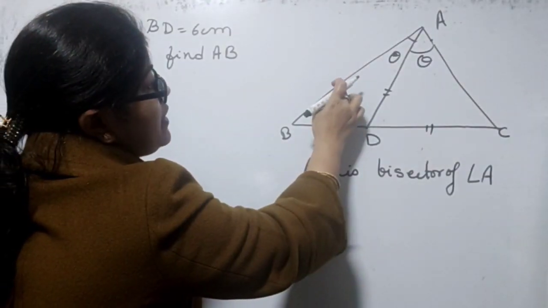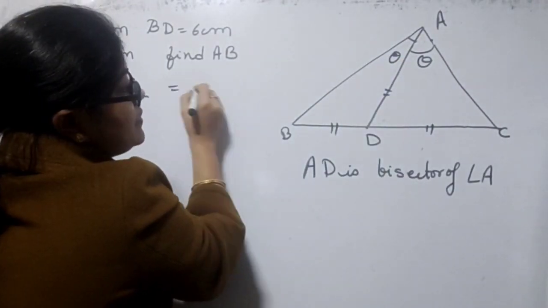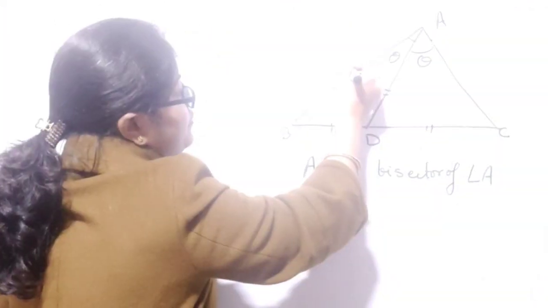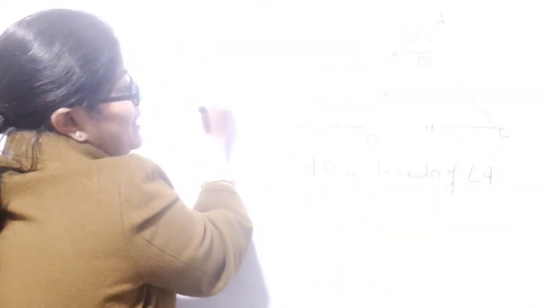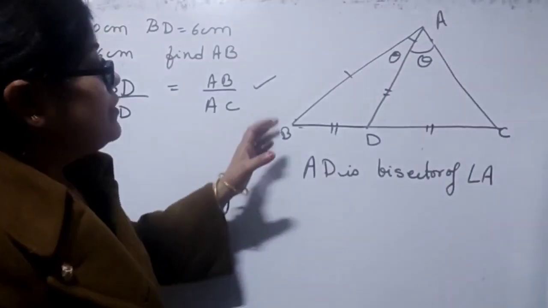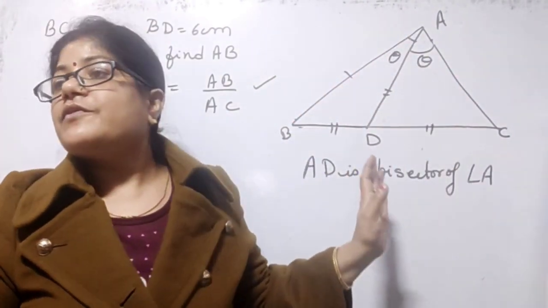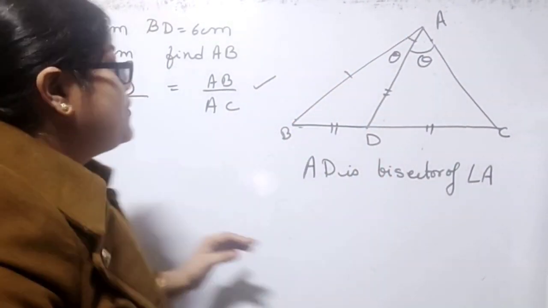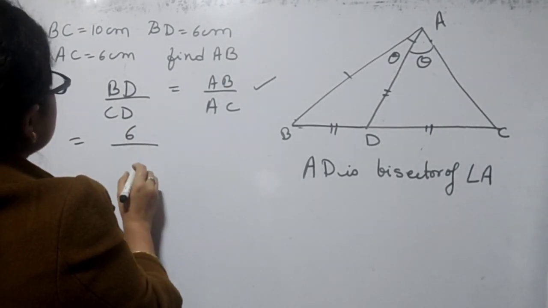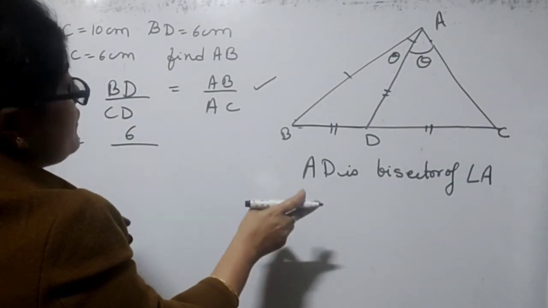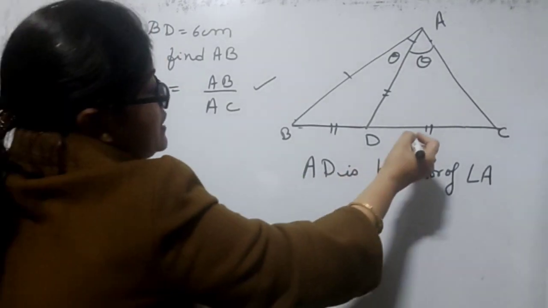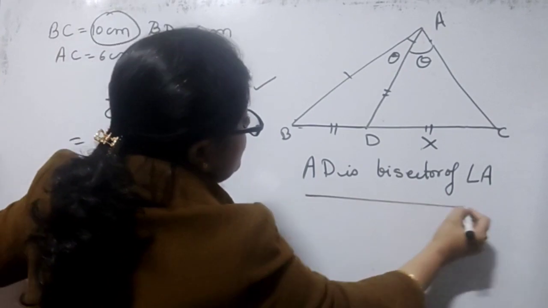Now the ratio of AB is to AC. BD is from this side, so the side AB from this side. And CD from that one, so that's why AC. So this is the ratio we follow if this type of triangle is given. Now substitute different values, we get 6. What is CD? CD is not given. Total BC is given.